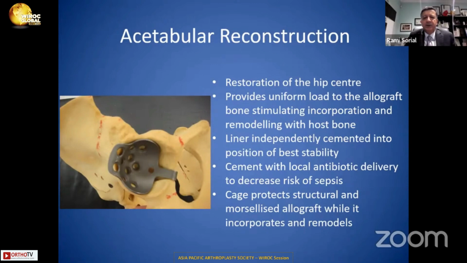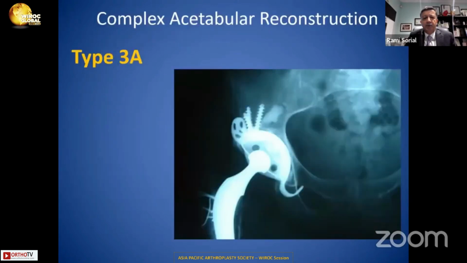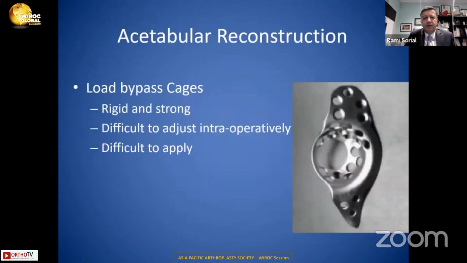The cement used can be loaded with antibiotics to decrease the risk of sepsis in these major reconstructions. And the cage protects the structural or morselized allograft underneath while it incorporates and remodels. This is an example of one that I put in, and here you can see there was a good bone bed, but it gave us good security with the obturator hook, 3 screws to provide further stability. There is a potential of putting more orthogonally angled screws into the ischium, but this was not necessary in this circumstance. This is a fairly straightforward reconstruction.